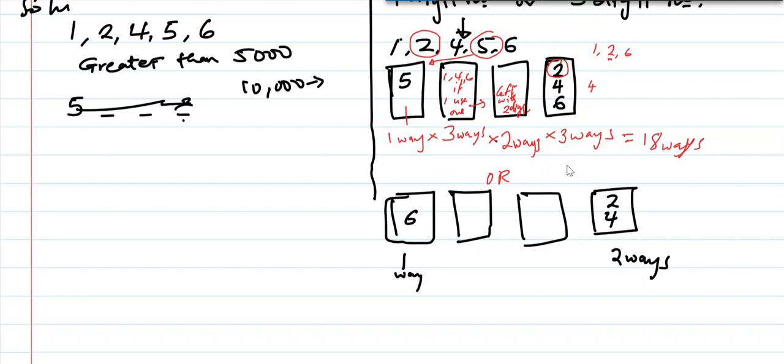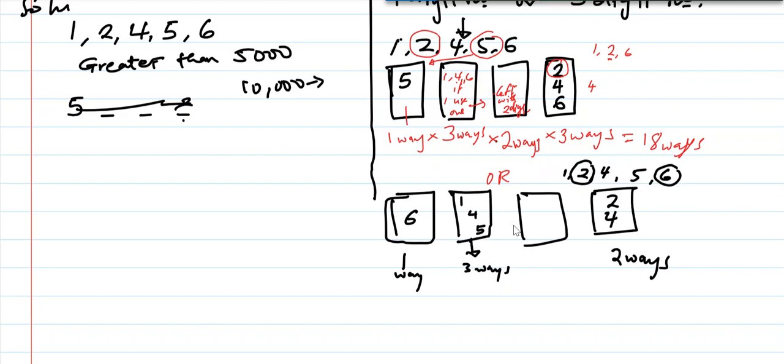Then it means the digits are 1, 2, 4, 5, and 6. If, for example, I'm ending with 2, then I'm starting with 6. It means I have 1, 4, and 5 to fill this place. So I can fill this place with 1, 4, and 5. That gives me 3 ways.